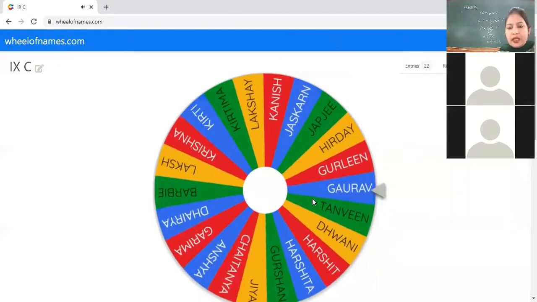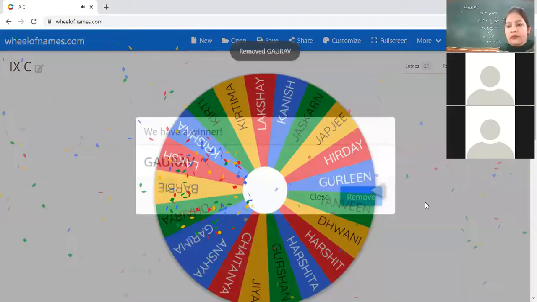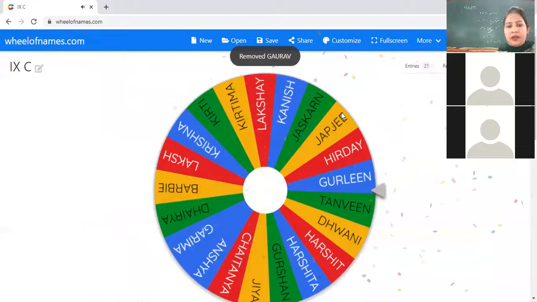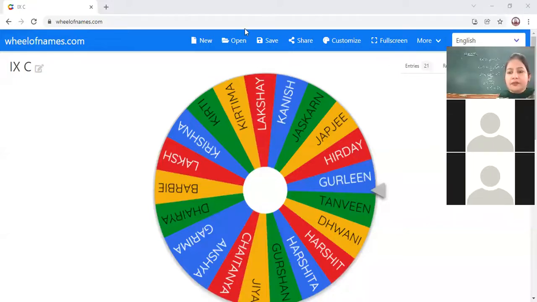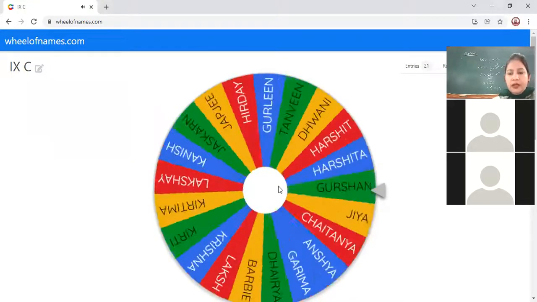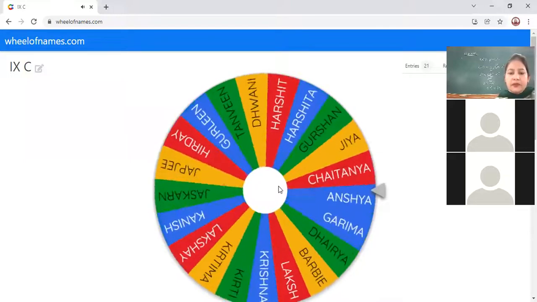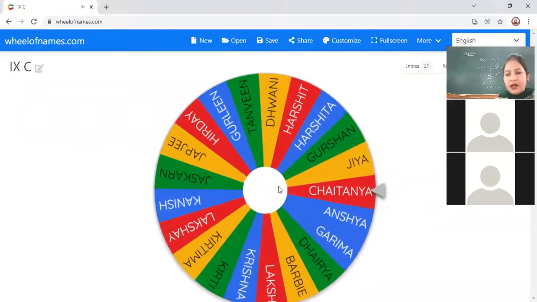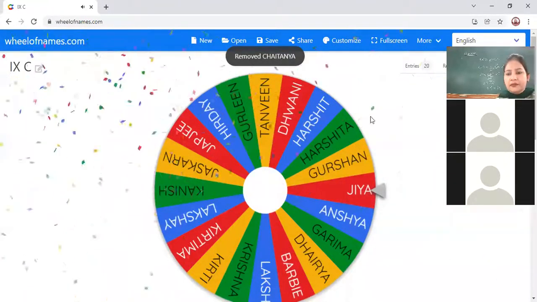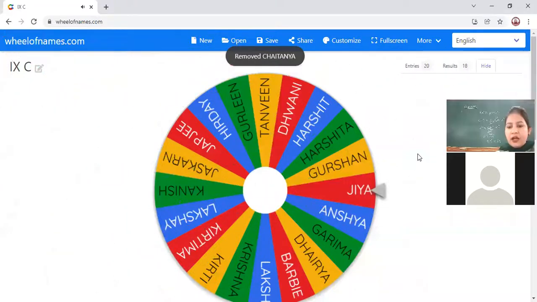Gaurav. Yes, raise hand, Gaurav. Yes, beta, raise hand. Gaurav, raise hand. Gaurav, are you there? You are there, I suppose. I saw you. No. Okay. Then next is Chaitanya. Yes, Chaitanya, now it's your turn. Chaitanya, raise your hand.